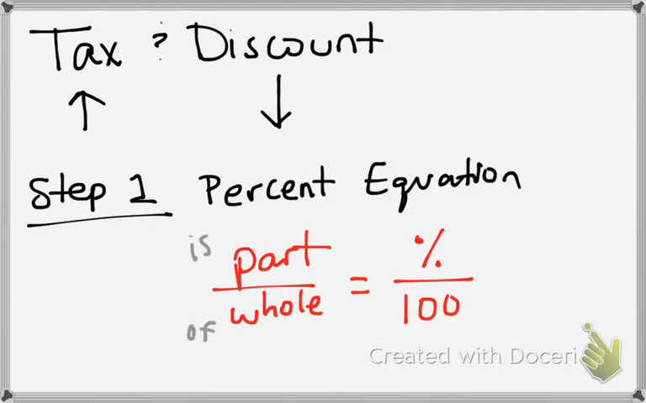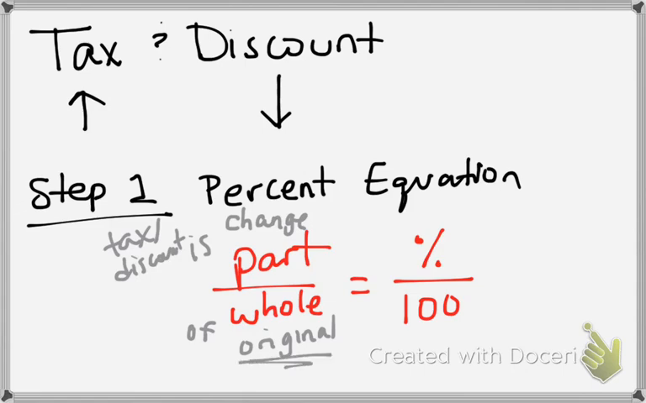When it was percent change, the change went on top and the original went on bottom. When it's tax and discount, the tax or discount goes on top, and again, the original total goes on bottom, and percent goes on top. And that's basically it. So the first thing is that you find out what your tax is or what your discount is, and then the second step is you subtract or you add it from the original. So tax, you add it to the original. Discount, you subtract it from the original.